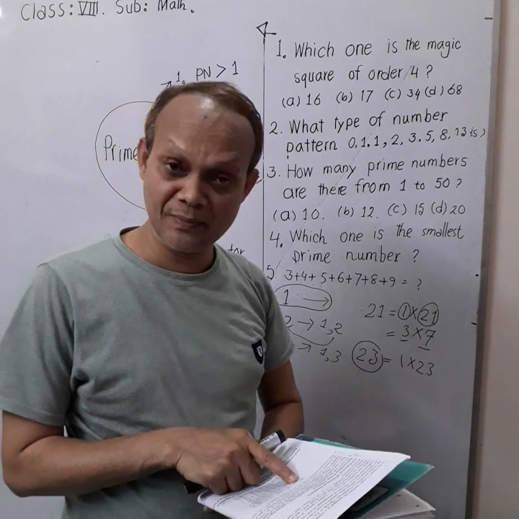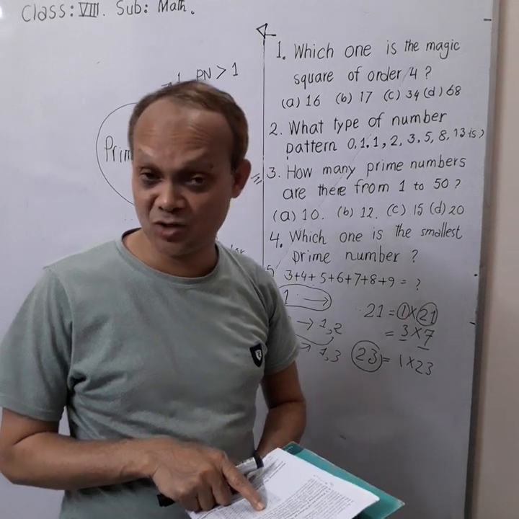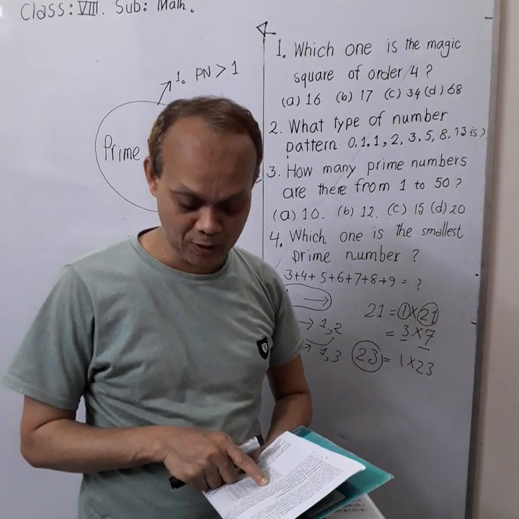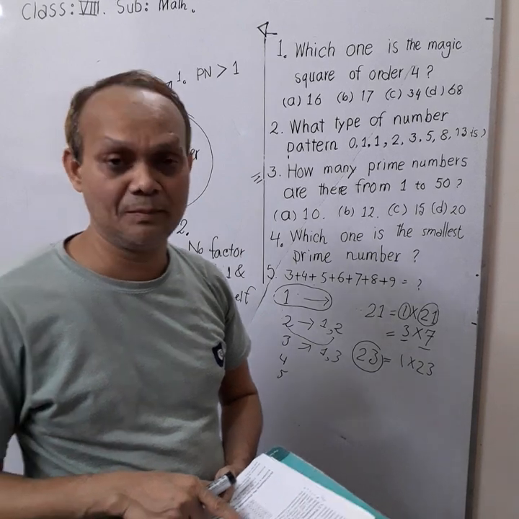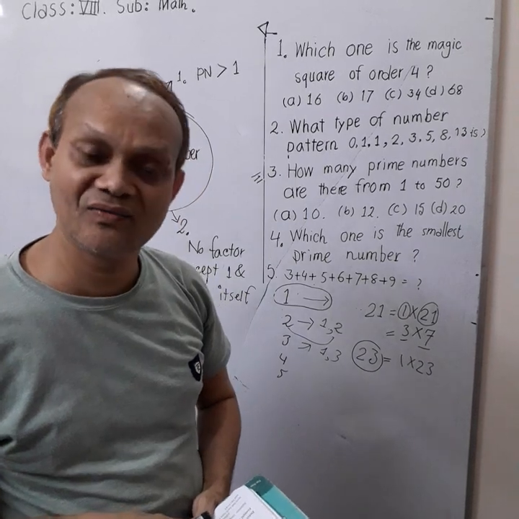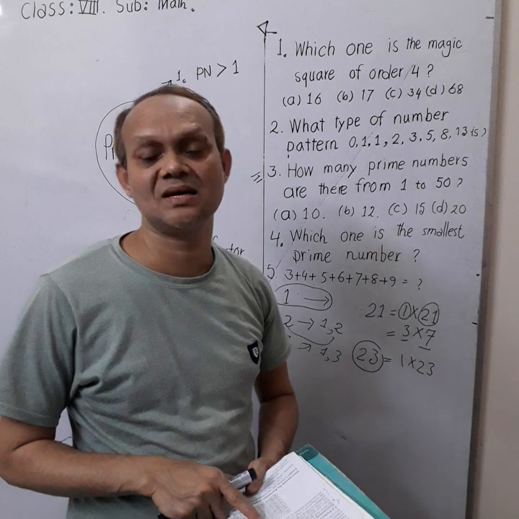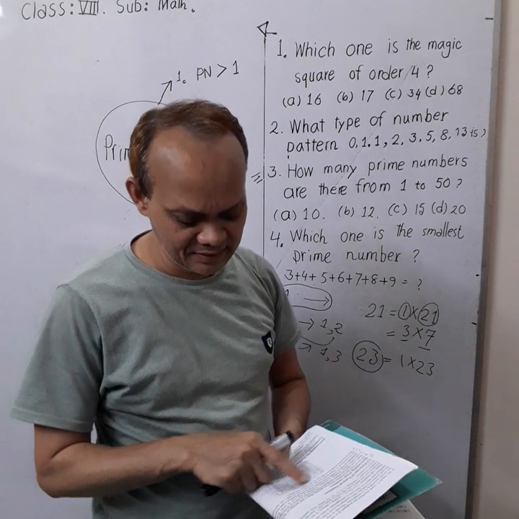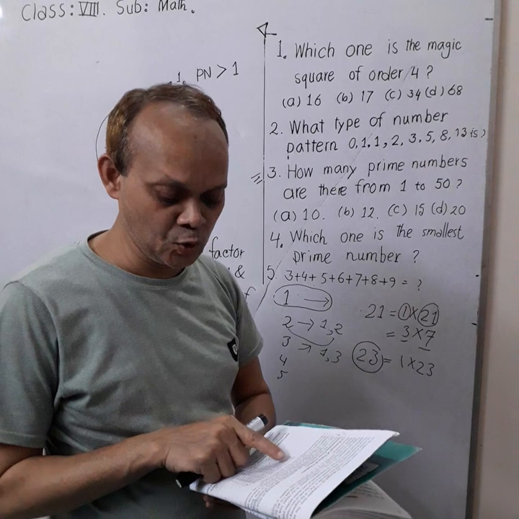2 is a prime number, 3 is a prime number, but 4 is not a prime number because 4 has factors other than 1 and itself. Then 5 is a prime number because 5 does not have any factor except 1 and 5 itself. Then you see number 6, which has factors more than 1 and 6, so 6 is not a prime number. In this way you will find that from 1 to 10 there are 4 prime numbers, that is 2, 3, 5, 7.